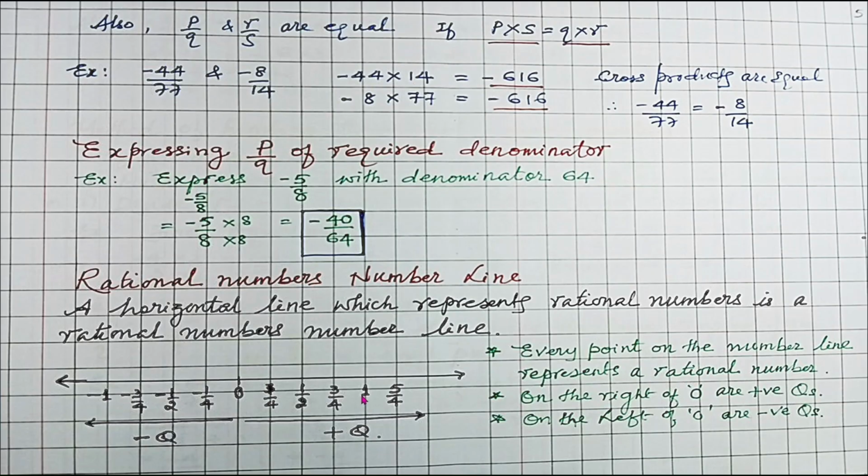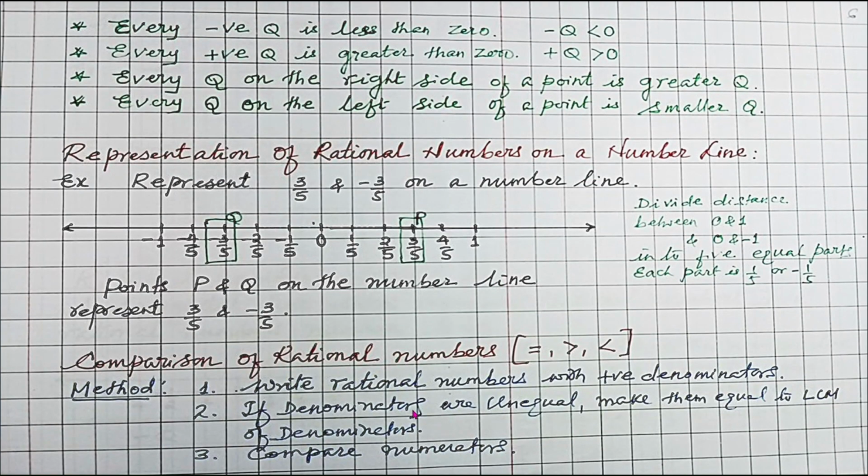That means we can represent the positive rational numbers and the negative rational numbers on a number line, and therefore a horizontal line which represents rational numbers is known as the rational numbers number line. So please remember, on the right side of 0 are positive rational numbers, and on the left side of 0 are negative rational numbers. Every negative rational number is less than 0. Every positive rational number is greater than 0. Every rational number on the right side of a point is greater than the one which is on the left side, and every rational number on the left side is definitely smaller than the rational number which is on the right side.